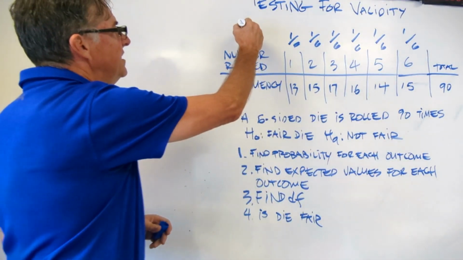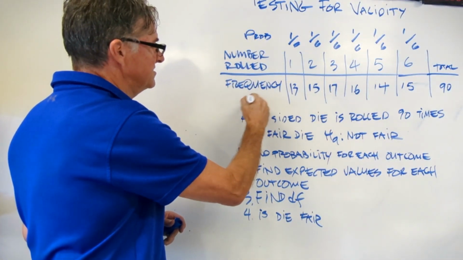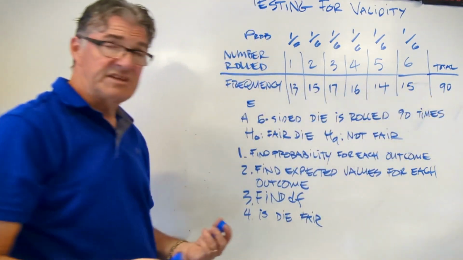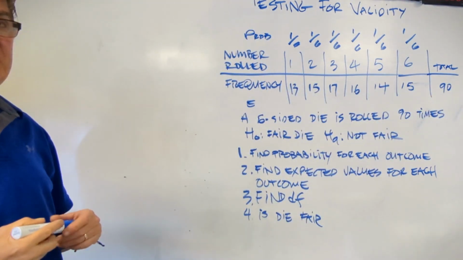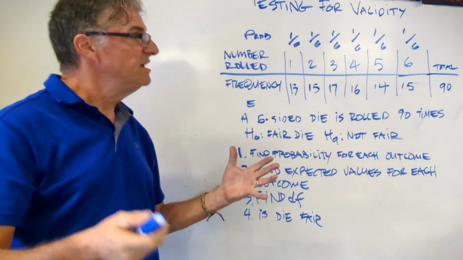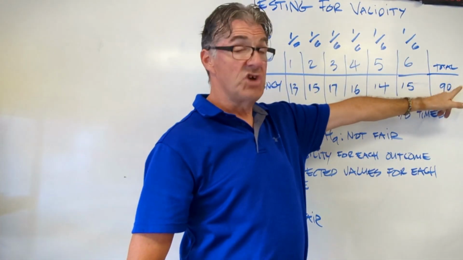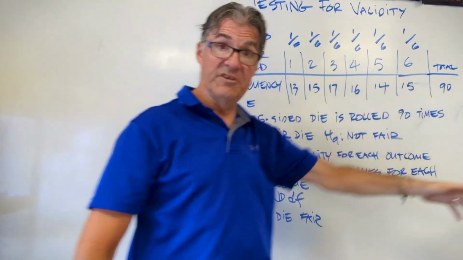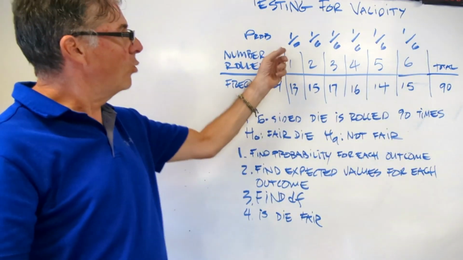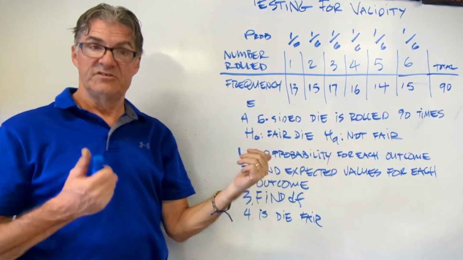So let's just say this is the probability, and this is the expected. So I'm going to put that right along here. Like I said before, I'm a fan of keeping everything in one place so I can look at it nice and easily. So your expected is just the probability of the outcome you want times the total trials. So we roll this die 90 times, so we would expect 1/6 of 90 for each of these expecteds. So let's do that.